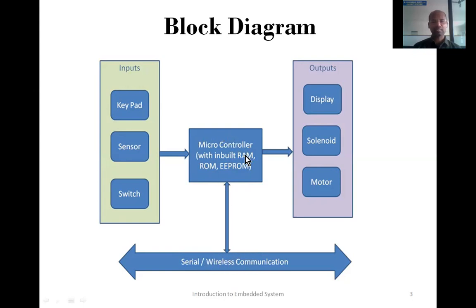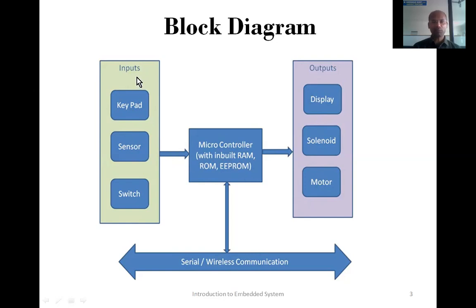So microcontroller is microprocessor plus all these peripherals, RAM, ROM, EEPROM, and serial communication peripherals. So this microprocessor and other peripherals constitute microcontroller. Microcontroller is the heart of embedded system. And if we add input devices and also output devices along with the power supply, that becomes embedded system, and it does some useful task.